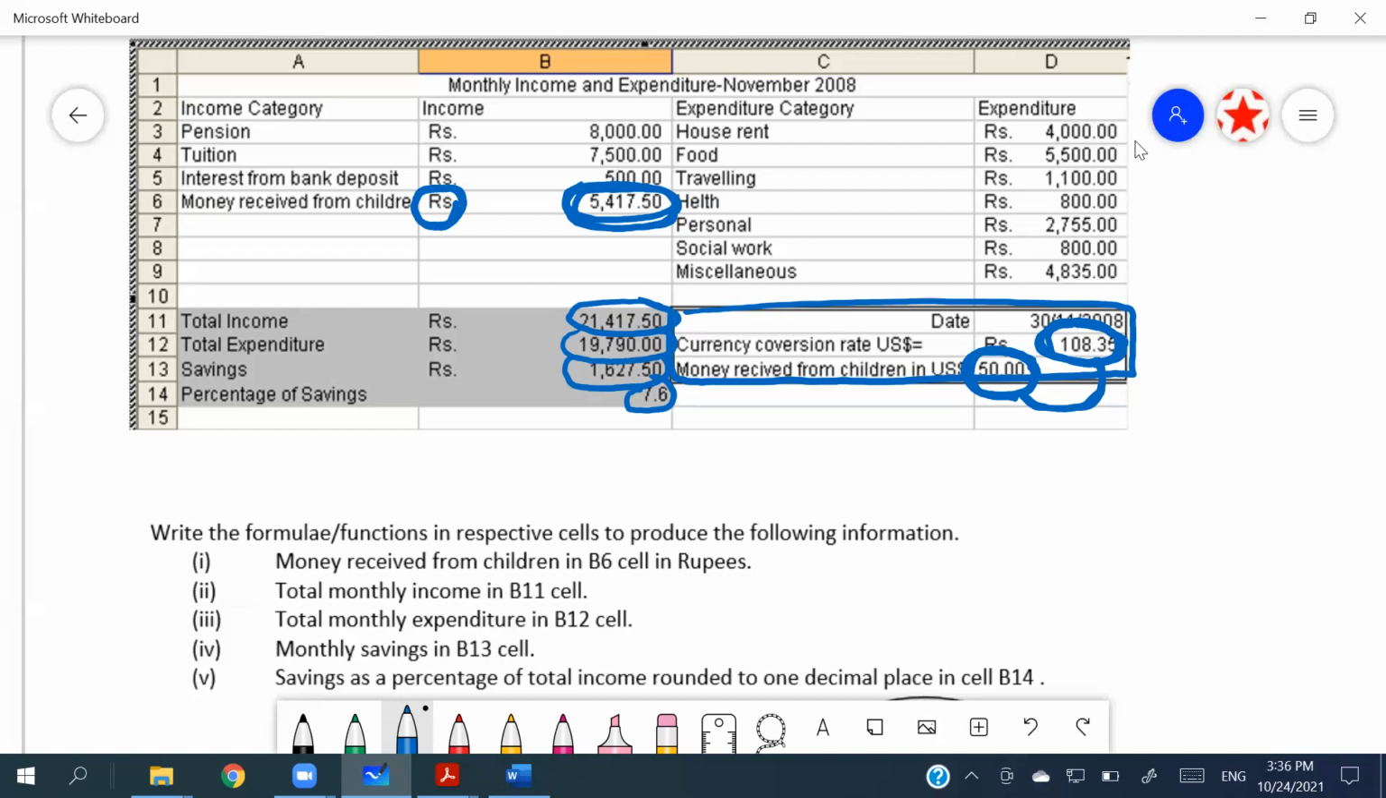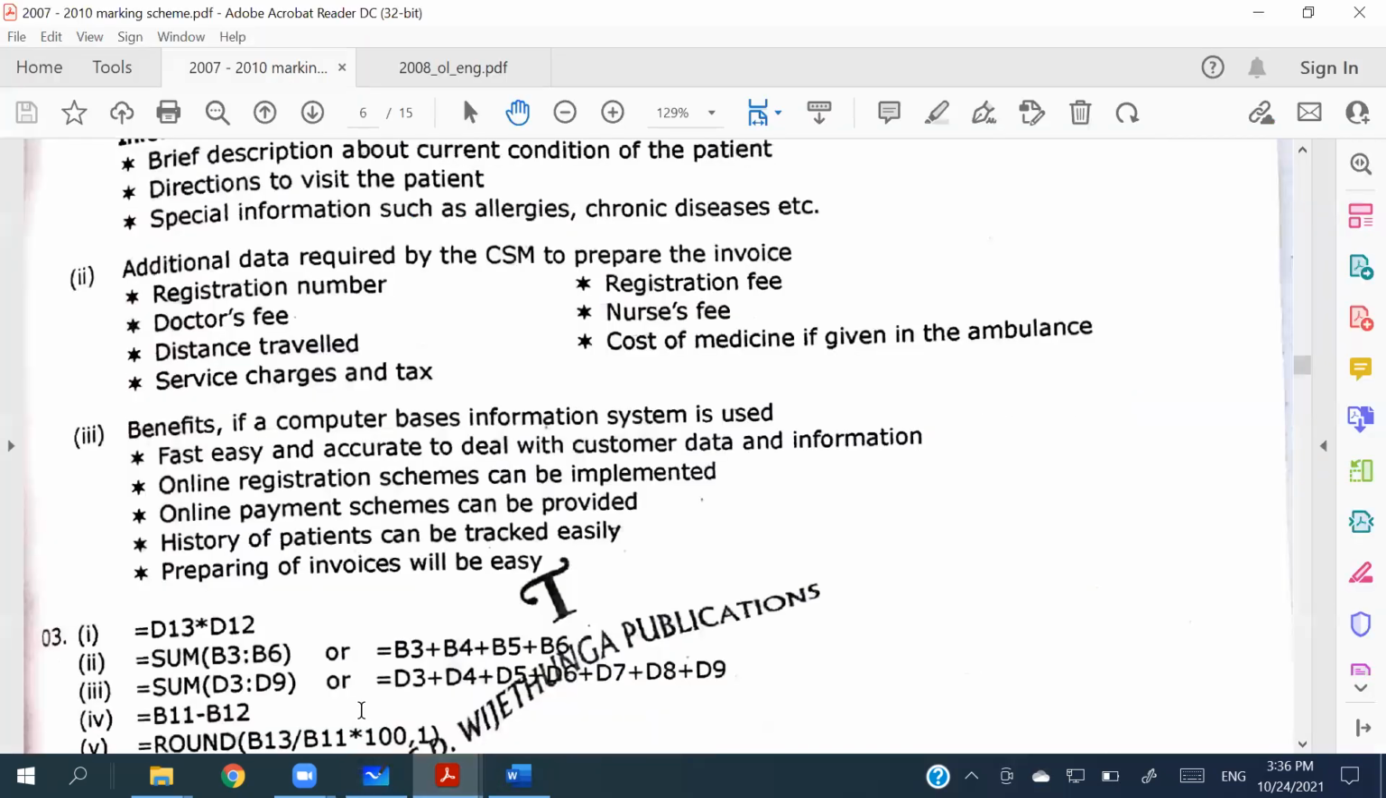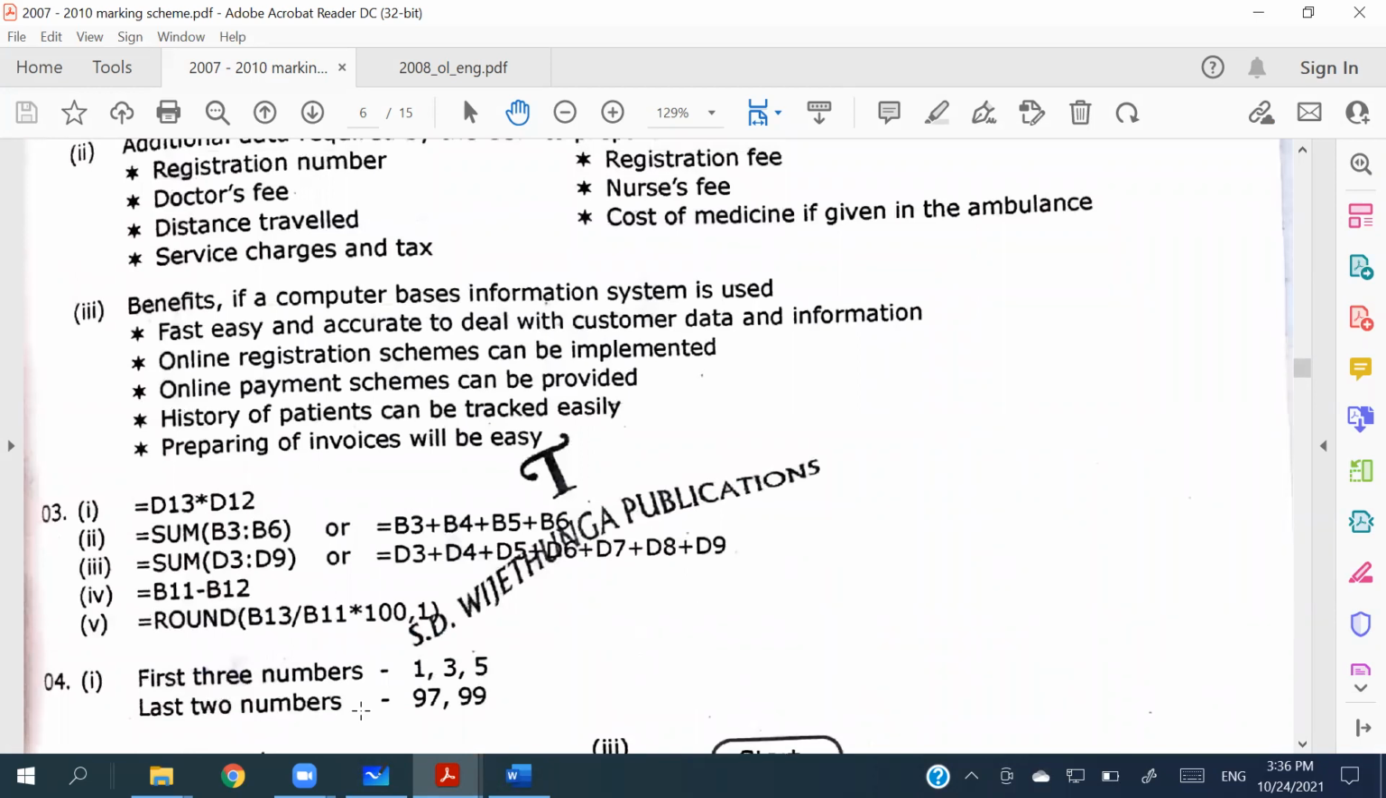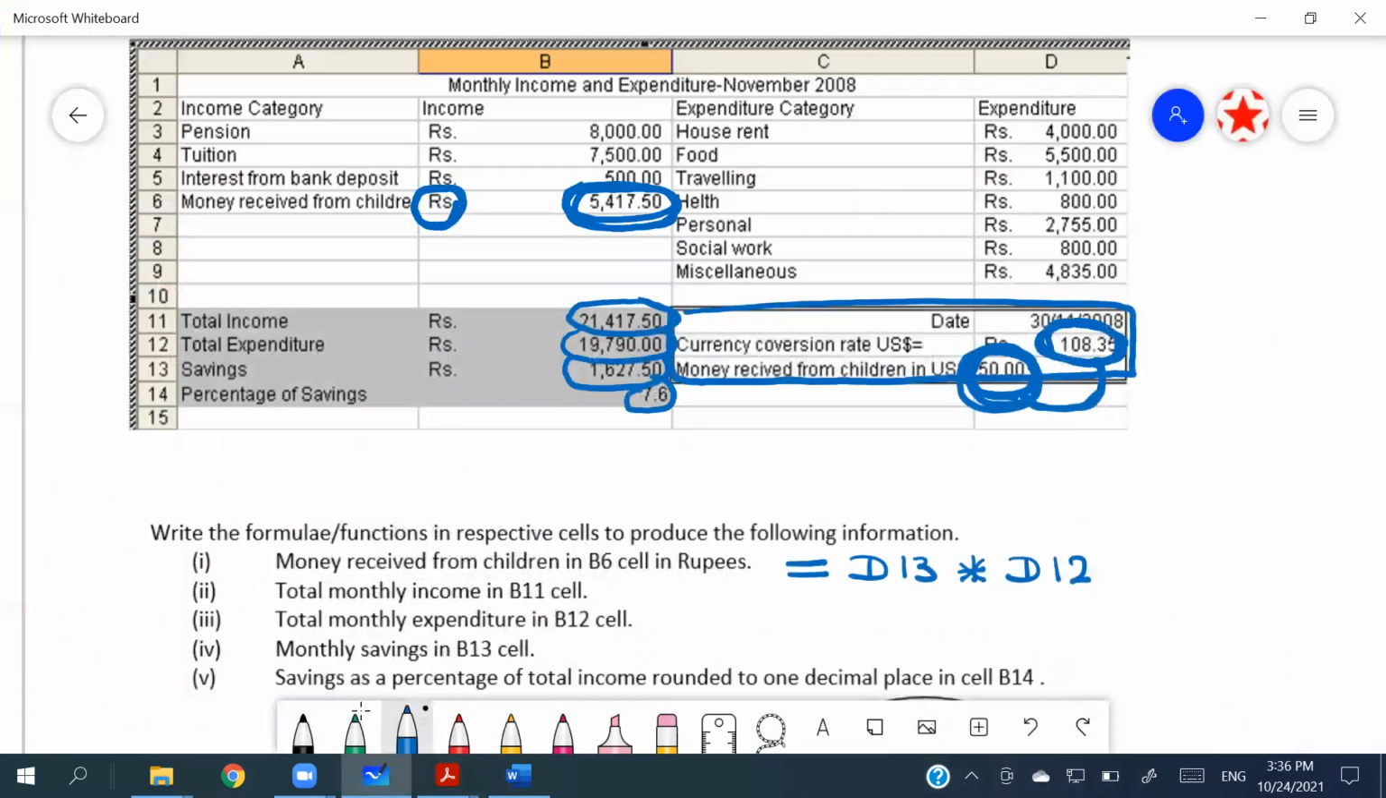So the equation should be what? This should be equals, now 50 is over here, that is in D13. This should be multiplied by D12. You can write it the other way around as well, like equals D12 into D13. It is also correct, right? So let's refer to the marking scheme as well. D13 into D12 is going to give you the answer. So 2 marks if you got it correctly.